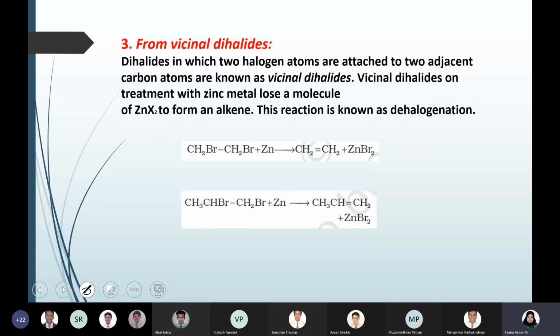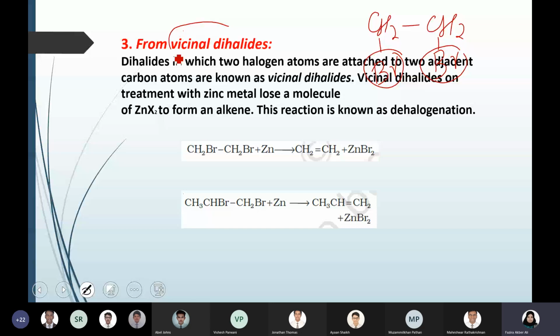Now let's move to the third method, that is from vicinal dihalides. So we need to understand what a vicinal dihalide is. Dihalide means what? Two halogens. Vicinal dihalides mean two halogens attached to neighboring carbons. That is what vicinal position means.